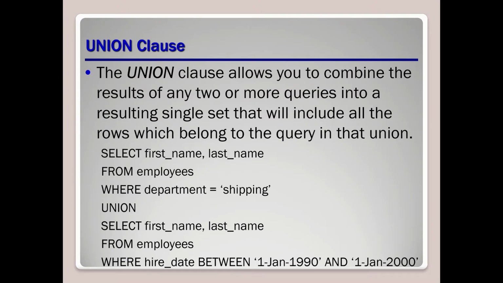You have your union clause, which is anything that's combining. The union clause allows you to combine the results of 2 or more queries into a resulting single set that will include all the rows which belong to the queries in that union. So here you're going to put select first name, last name from employees where department is equal to shipping, union select first name, last name from employees where hire date between 1/1/1990 and 1/1/2000. So anything in between that, they're going to combine.